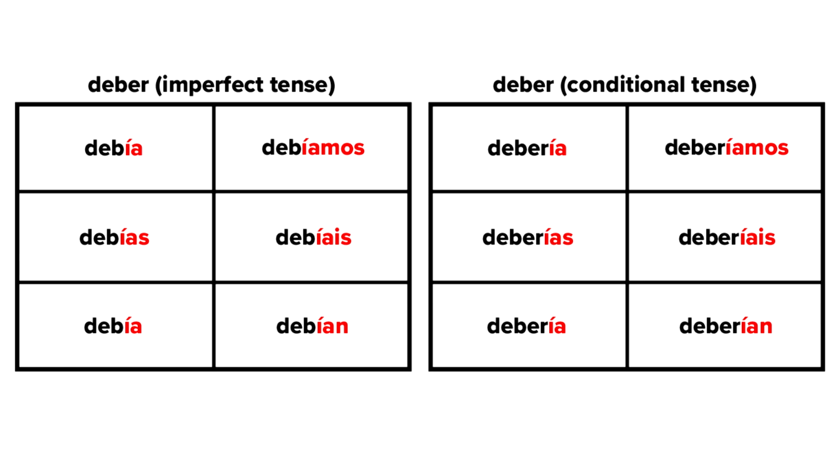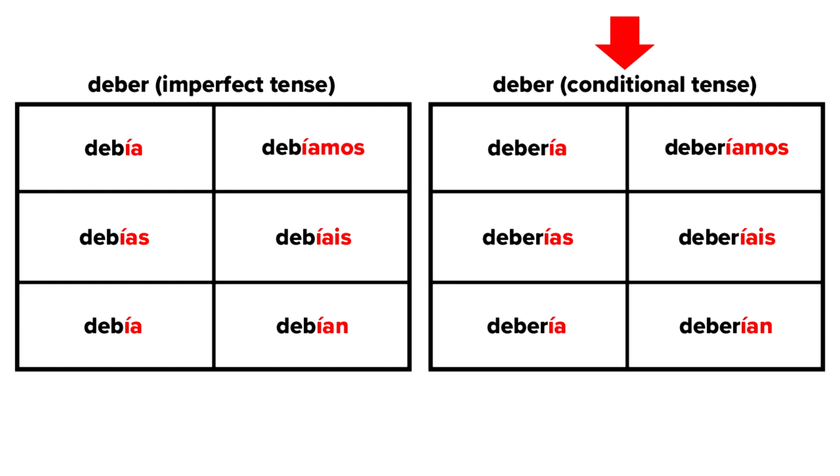Now we can compare deber in the imperfect tense and the conditional tense. On the left is deber in the imperfect tense. Notice the original er ending has been removed in all 6 boxes and replaced with the regular imperfect er-ir endings: ía, ías, ía, íamos, íais, ían.